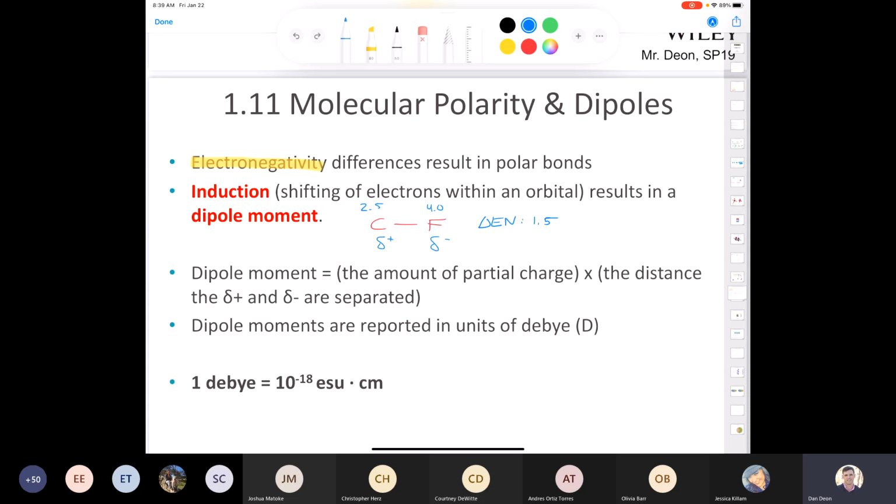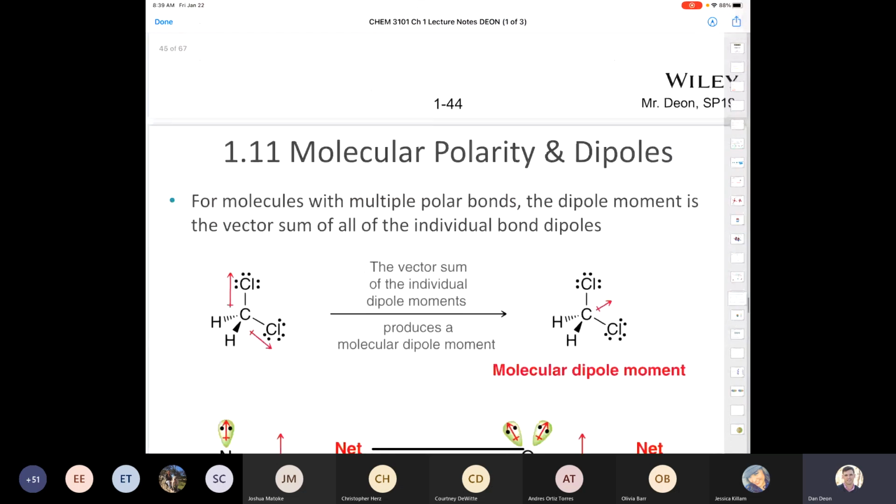So a dipole moment is equal to the amount of partial charge times the distance between the charges that are separated. Again, I'm never going to ask you to use this formula. Okay, you'll never be asked to use this, not once. You can take that one to the bank. I'm never going to ask you to calculate anything with dipoles. I would recommend reading that section, but you will not be asked to measure a dipole. You will qualitatively be asked to assess dipoles.